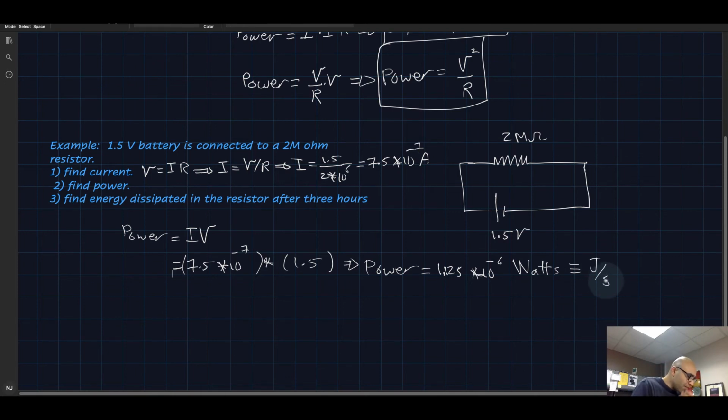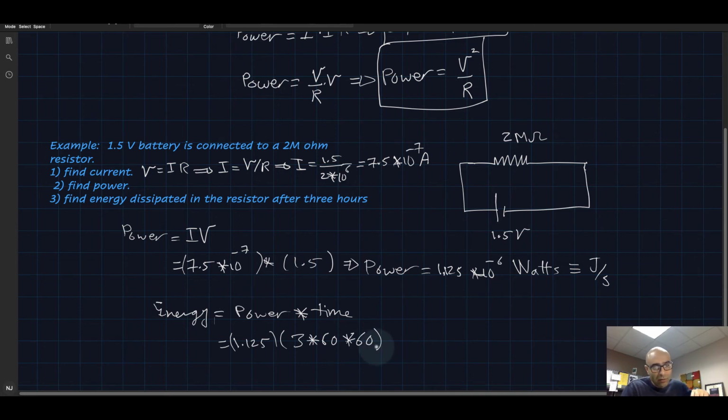Okay. Now the third part says find the energy dissipated in the resistor after 3 hours. Energy is equal to power times time. So the power is equal to 1.125 times 10 to the minus 6 watts times time. Time is 3 hours, so 3 times 60 to make it in minutes, times 60 to make it in seconds, because we use the unit of time to be seconds, not the hour.